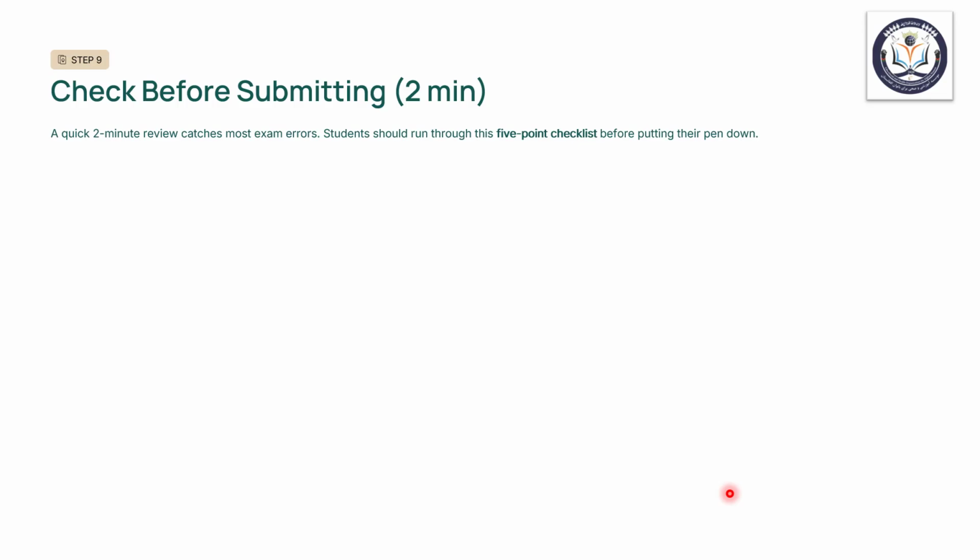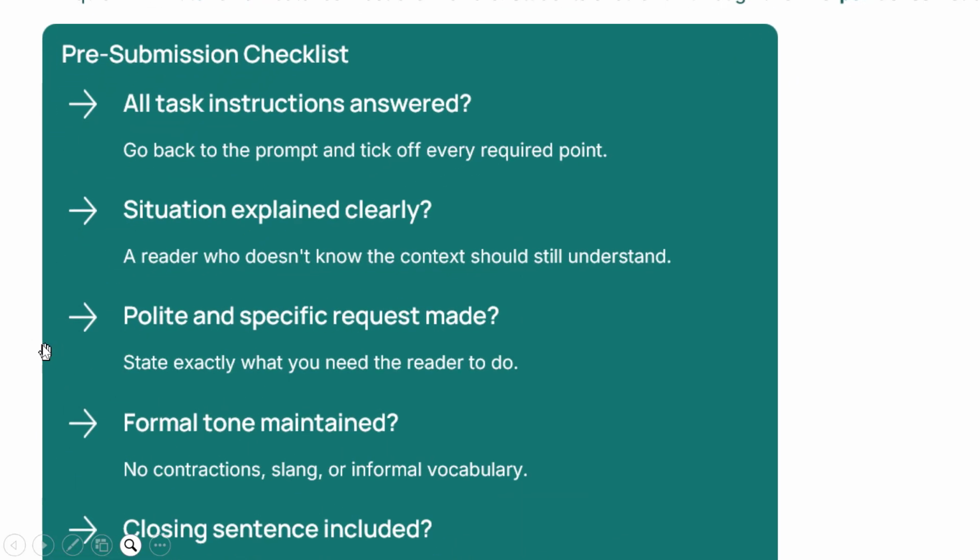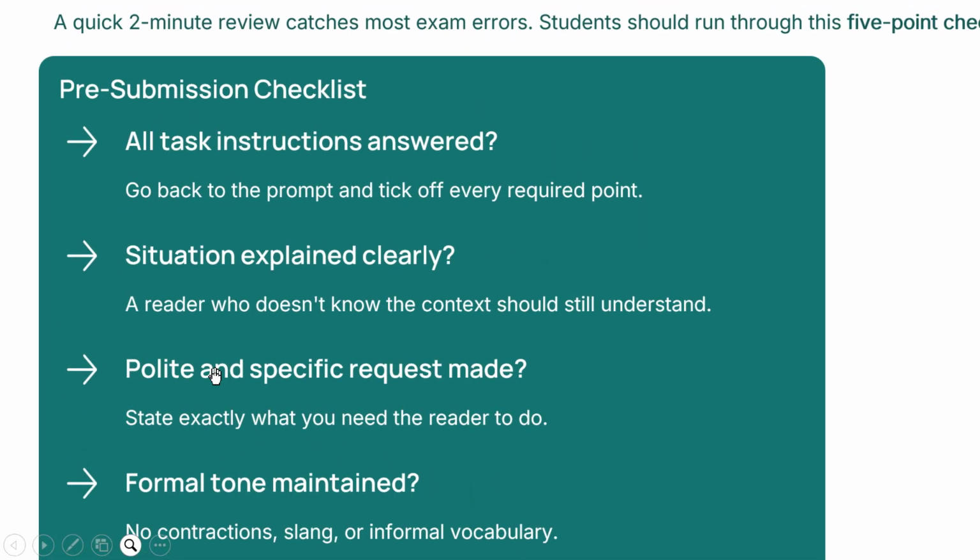So the final step is, after writing our email using those phrase banks, using the method we had as the outline and generation of ideas, before submitting our email, we have to check it. There is a 5-point checklist, as you can see here, and before submitting, we have to check: did we complete this checklist or not? This checklist is very important.